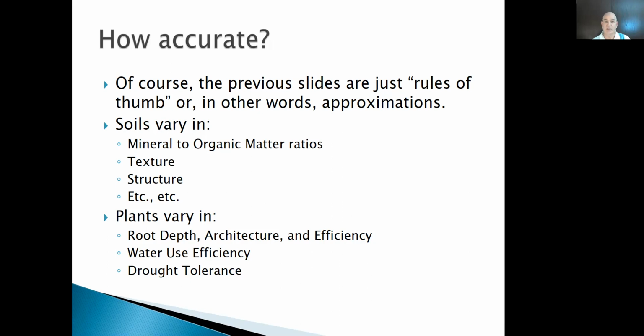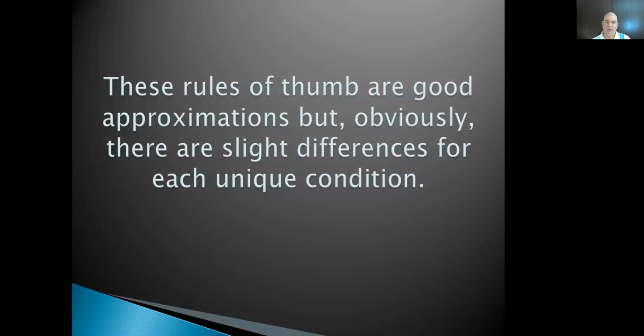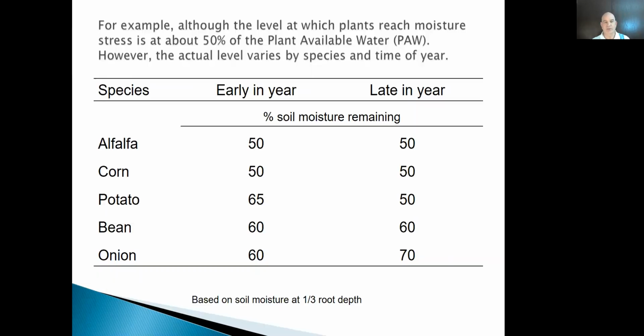Water use efficiency, drought tolerance, all of these things can be factors that would mean I would have to apply more or less irrigation water. So these rules of thumb are good. They're good approximations. They are. It's helpful, but we're just trying to teach you a little more advanced science here. But obviously, there are slight differences for each unique situation.